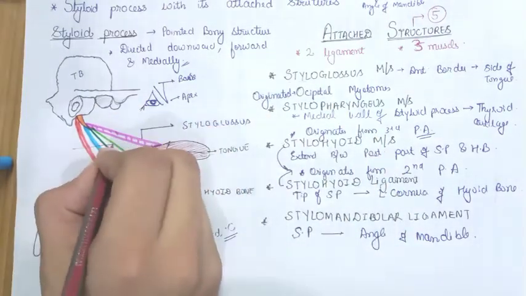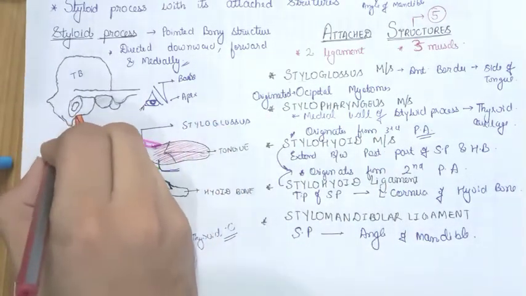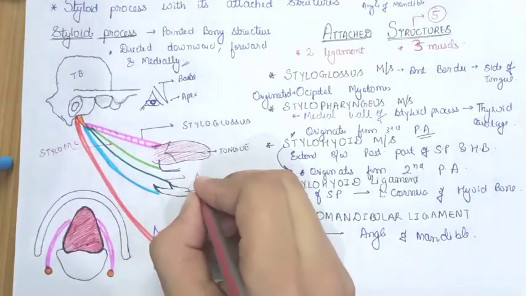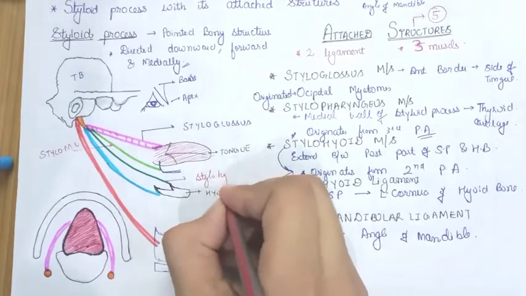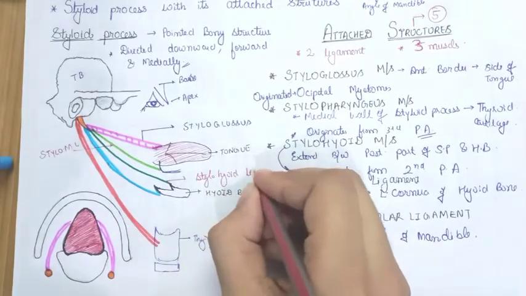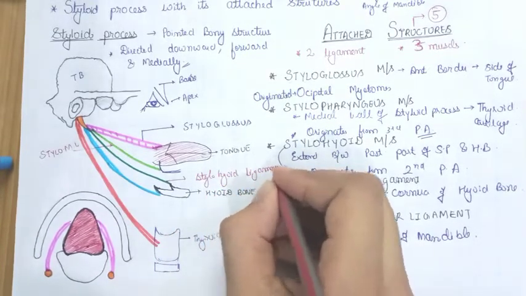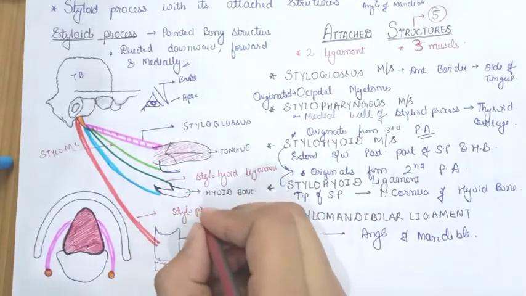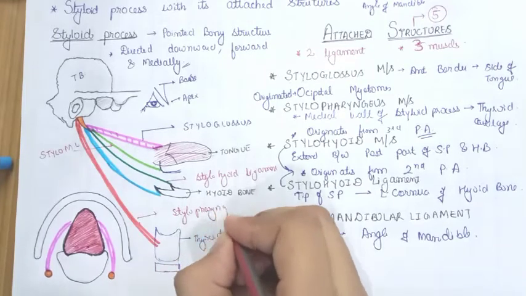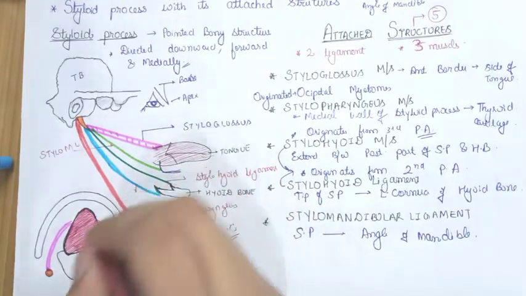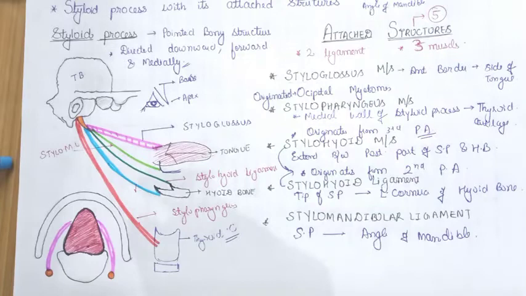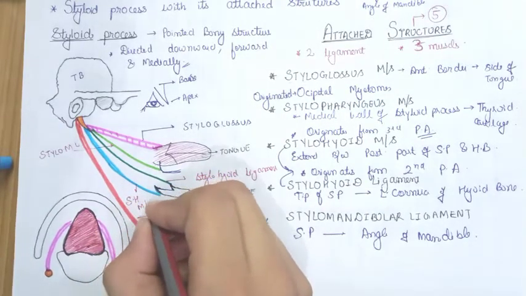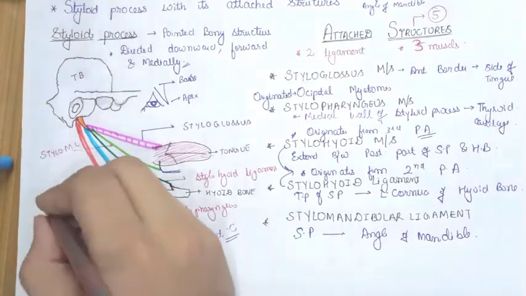This was the stylomandibular ligament. This was the stylohyoid ligament. This was stylopharyngeus. And this was which muscle? Yes, it was the stylohyoid muscle. So this muscle is the styloglossus.